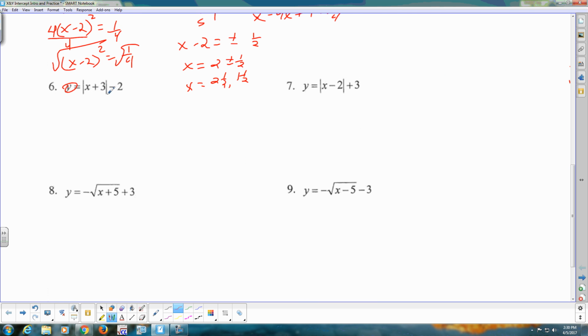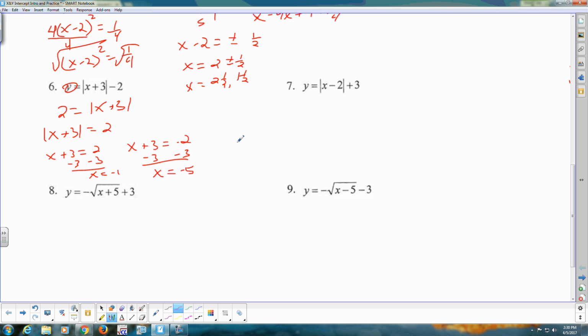Alright, let y be 0. Add the 2. 2 is equal to the absolute value of x plus 3. Now, y'all learned to do these set up this way. There's nothing wrong with it being written that way. I'm just trying to jog your memory by writing it this way. You have to set up 2 different equations. X plus 3 is 2, and x plus 3 equals negative 2. Now solve them both. X equals negative 1. X equals negative 5. Those are your 2 answers.